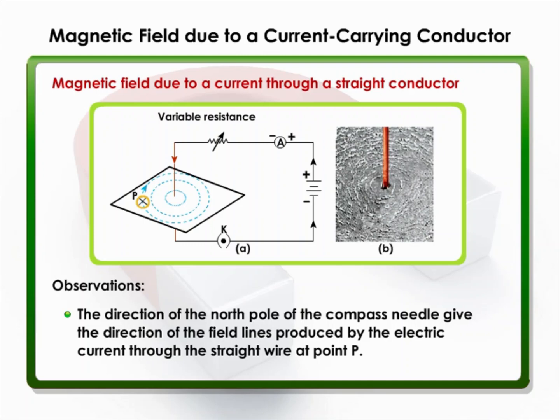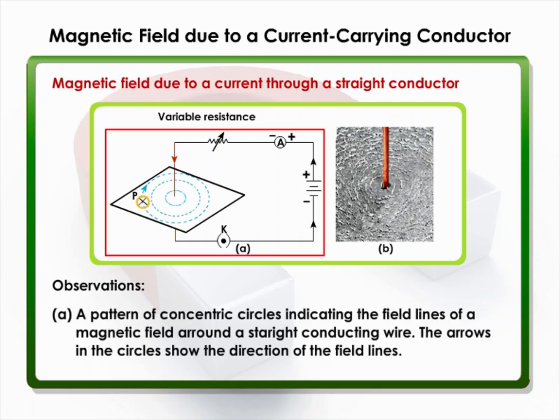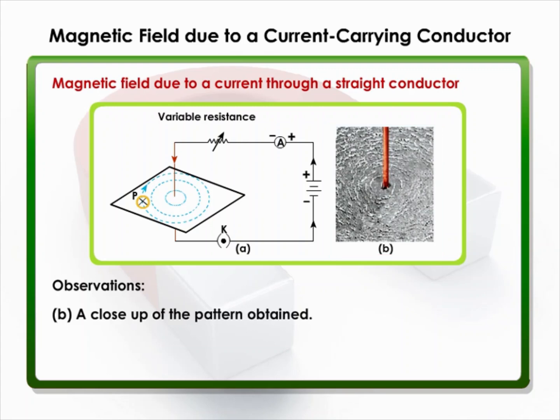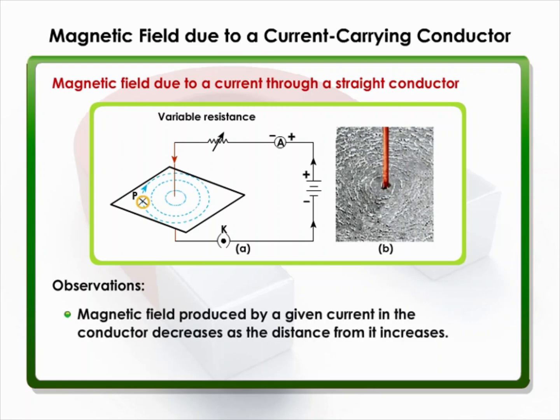If the current is increased, the deflection also increases. It indicates that the magnitude of the magnetic field produced at a given point increases as the current through the wire increases. If the compass is moved away from the copper wire, place the compass at a further point from the conducting wire, say at point Q. We see that the deflection in the needle decreases. Thus, the magnetic field produced by a given current in the conductor decreases as the distance from it increases.